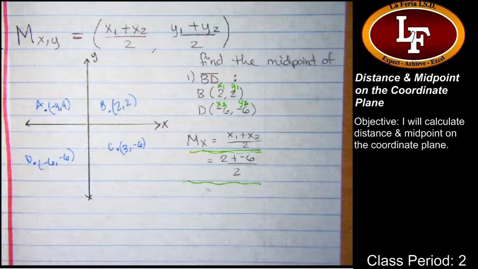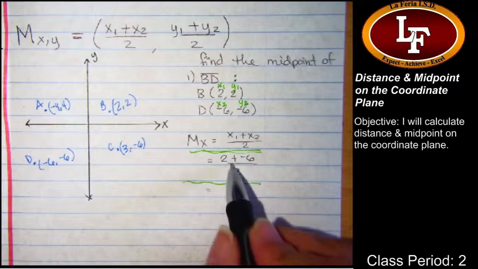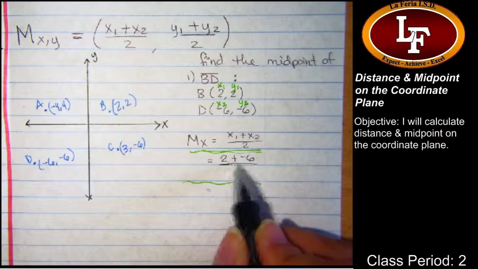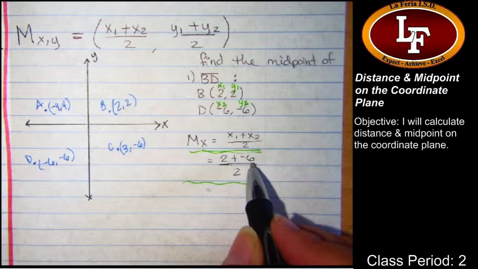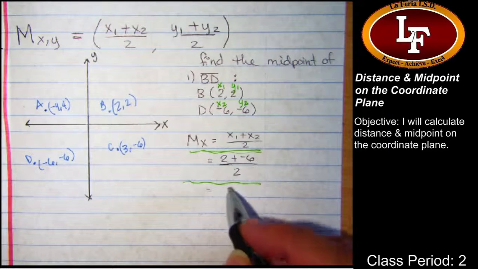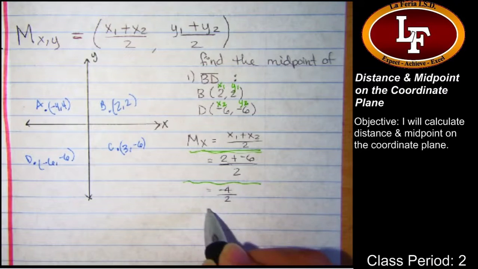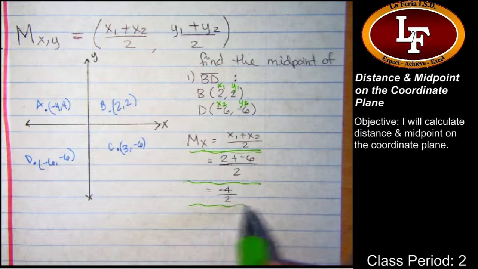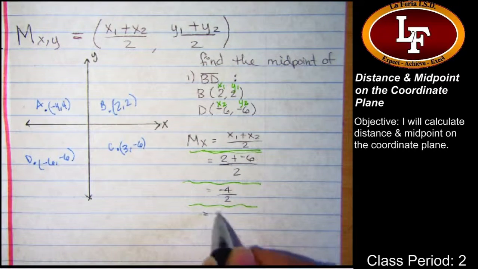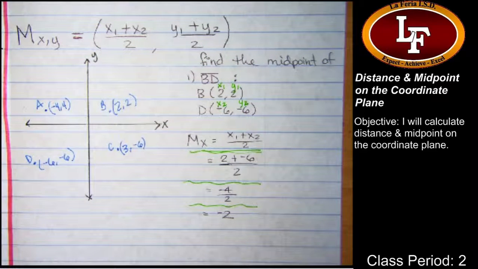You got negative 1? He got negative 2. I got negative 1. All right, let's go step by step. 2 plus negative 6 is? Negative 4. All right, negative 4 over 2 is negative 4 divided by 2. That is negative 2. So there's our x coordinate.